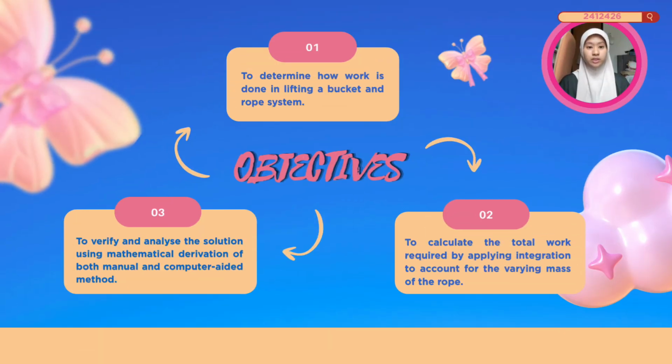There are 3 main objectives of this problem. First, to determine how work is done in lifting a bucket and rope system. Second, to calculate the total work required by applying integration to account for the varying mass of the rope. And lastly, to verify and analyze the solution using mathematical derivation of both manual and computer-aided method.